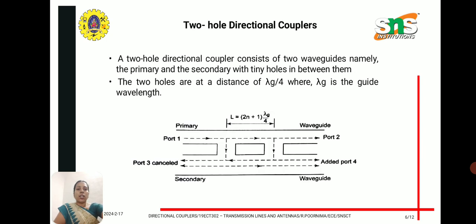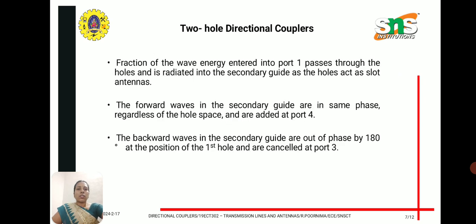Next we are going to consider the two-hole directional coupler. It consists of two waveguides, the primary and secondary waveguide. There are tiny holes between them for the transfer of signal. The two holes are at a distance of lambda g by 4, where lambda g is the guide wavelength. A fraction of the wave energy entering port 1 passes through the holes and is radiated into the secondary guide, because the holes act as slot antennas. As per the property of directional couplers, the power is transferred to port 4, because the forward waves in the secondary guide are in the same phase, so they add at port 4. But at port 3, the waves transferred from port 1 are out of phase by 180 degrees, so they cancel at port 3. So it is an isolated port.